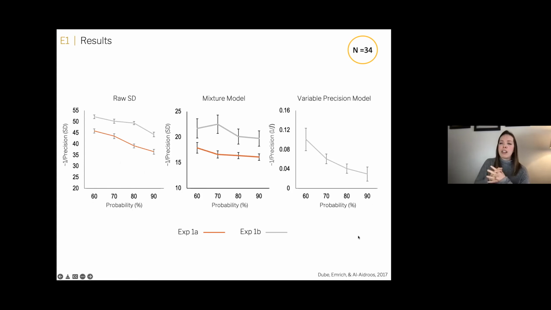So as a relevant item becomes more important or more relevant or more likely to be probed, it is encoded in memory with increasing precision. So items that are 90% likely to be probed are encoded with greater precision than those that are 60% likely to be probed.